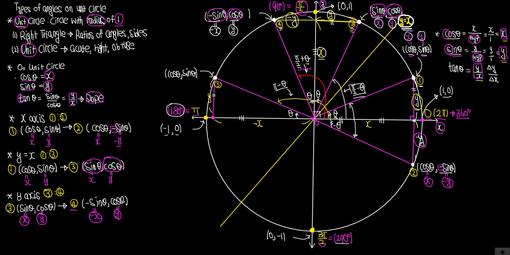So for that coordinate, it is going to be cosine theta comma sine theta, but we almost forgot that it has the negative value of x, since we know that it is on the second quadrant.